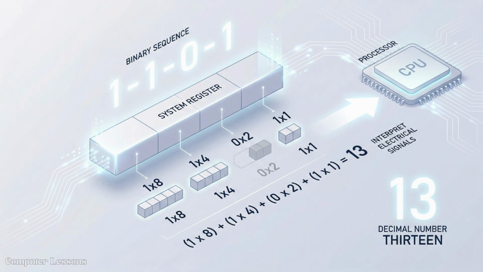Consider the decimal number 13, which translates into the binary sequence of 1101 in a system register. This means the hardware contains 1 eight, 1 four, 0 twos, and 1 single unit. Calculating these values allows the processor to interpret electrical signals as numbers.